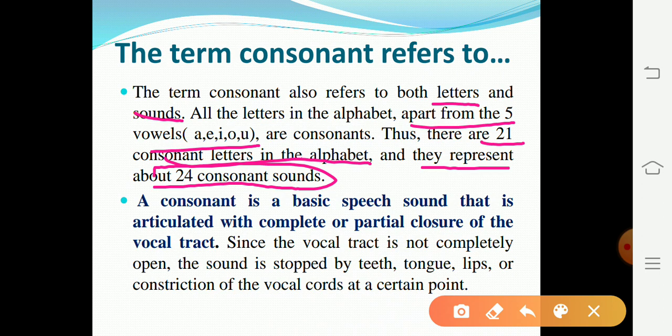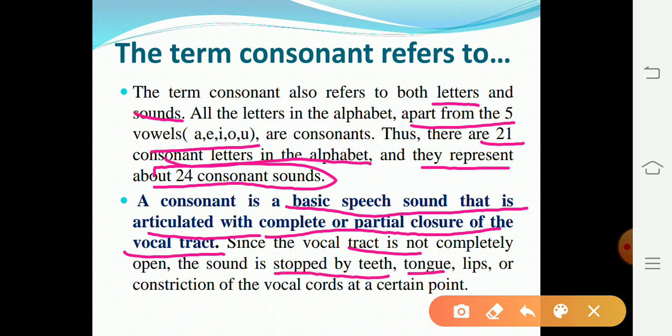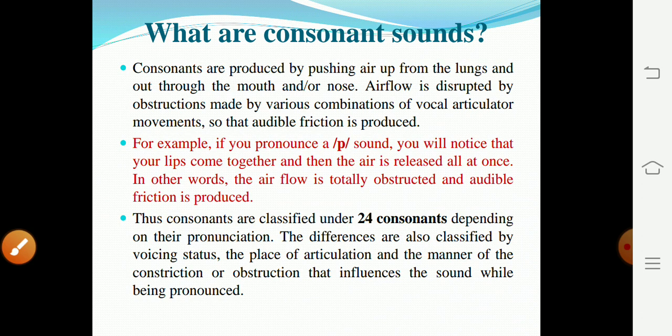A consonant sound is a basic speech sound that is articulated with complete or partial closure of the vocal tract. Always remember that a consonant is a basic speech sound articulated with complete or partial closure of the vocal tract. Since the vocal tract is not completely open, the sound is stopped by teeth, tongue, lips, or constriction of the vocal cords at certain points. This thing we are going to learn in our next slides. What are consonant sounds? We are going to discuss it in detail.